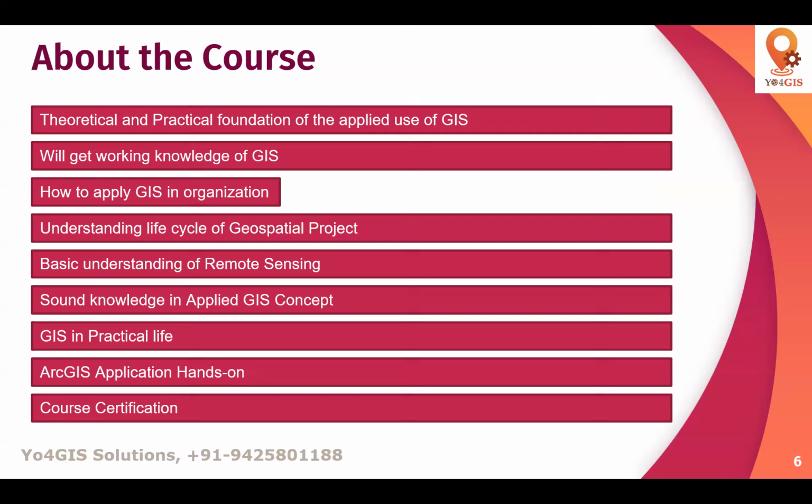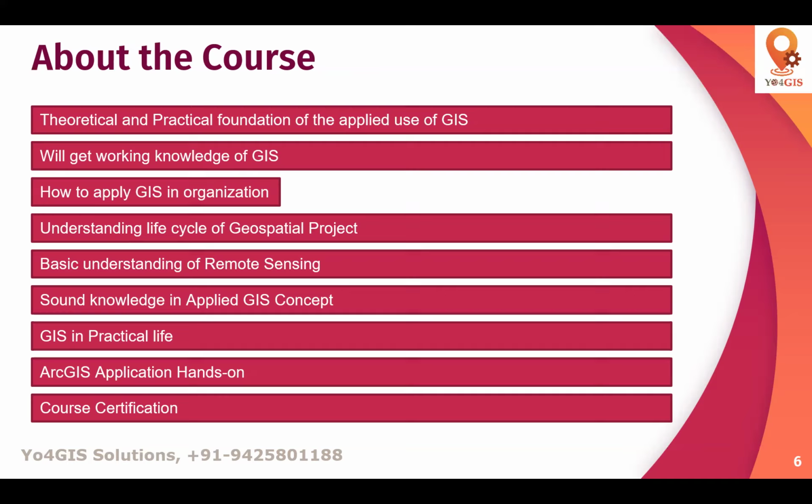Applied GIS means the practical GIS, where we are using the GIS, how we are using the GIS, and all these things. So we'll get working knowledge of the GIS in this course, and how to apply GIS in an organization. That is a very important topic, so that you will understand, let's suppose you are working in disaster management, you are working with change detection, you are working with flood mapping, any place, how you can use the GIS, that you will understand in the course.